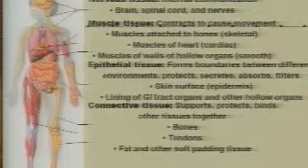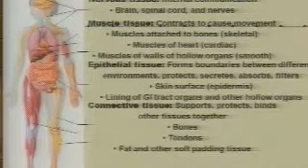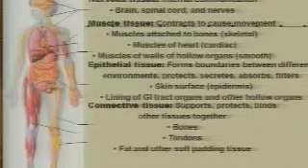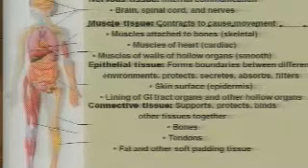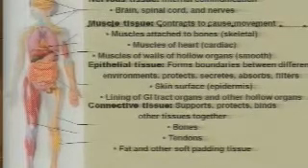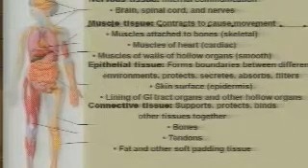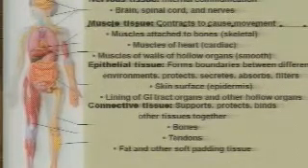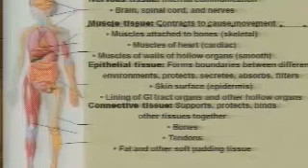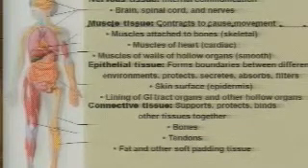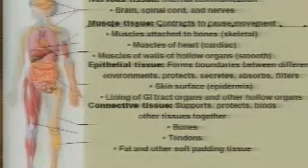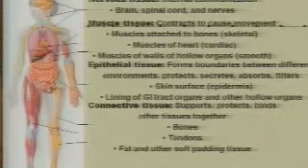There's skeletal, smooth, and cardiac. Smooth is going to be in hollow organs, such as the GI tract. I think a really good example of that is peristalsis. Peristalsis is the propelling of foodstuffs through the GI tract. That is done with smooth muscle. Skeletal muscles are attached to bones. Cardiac is the heart.